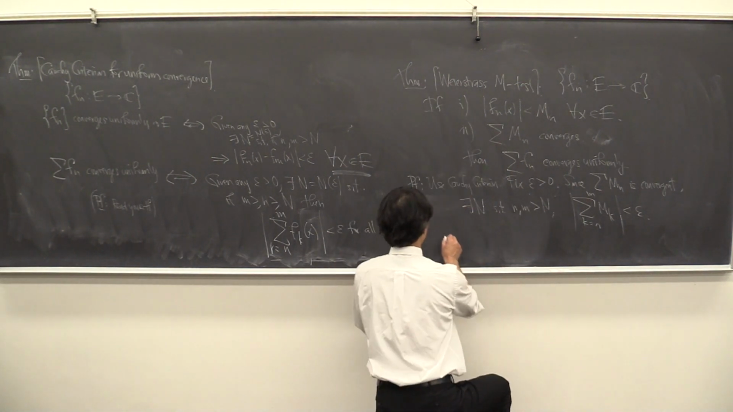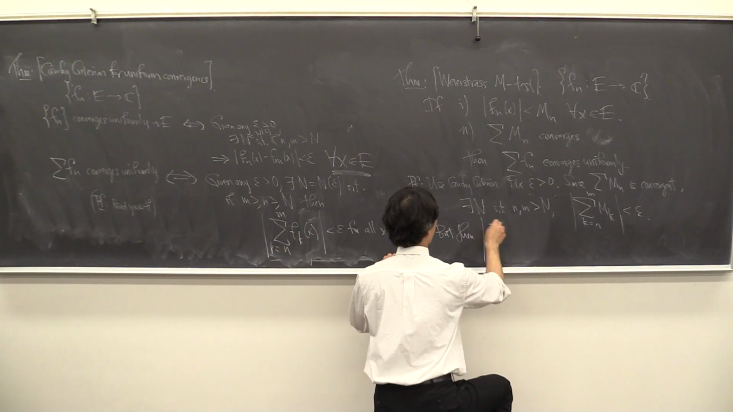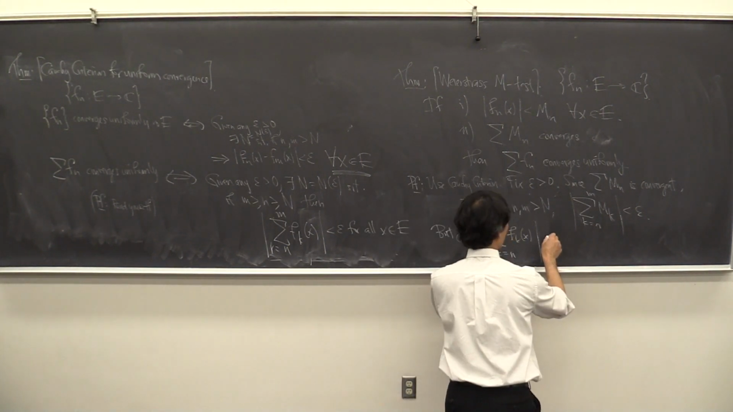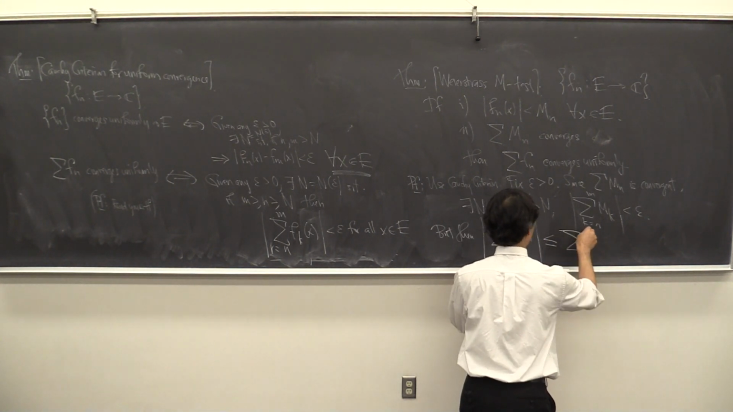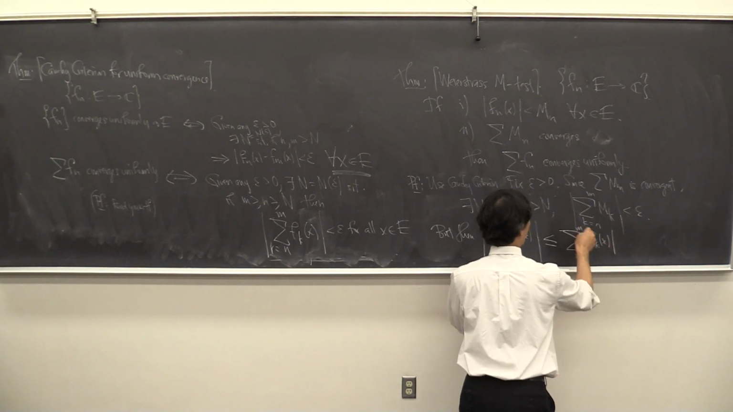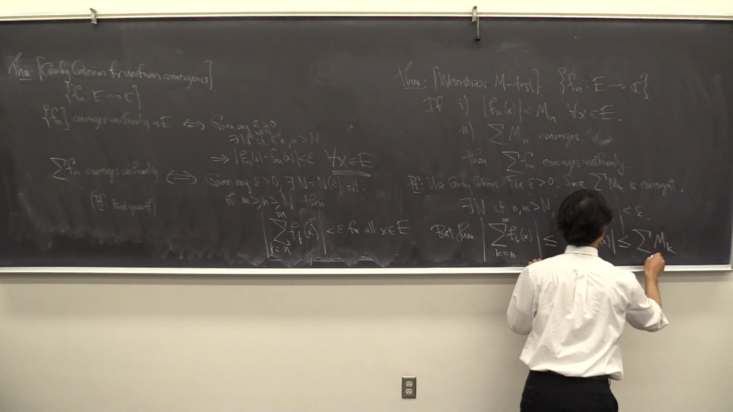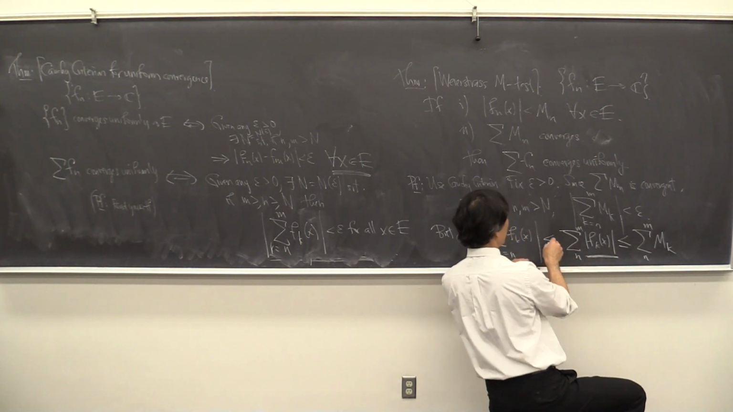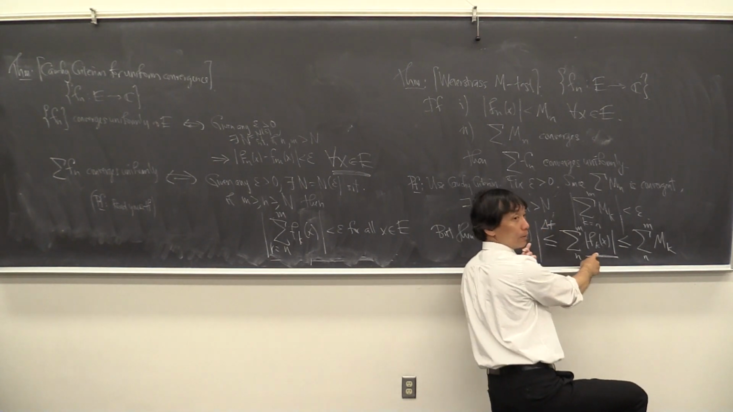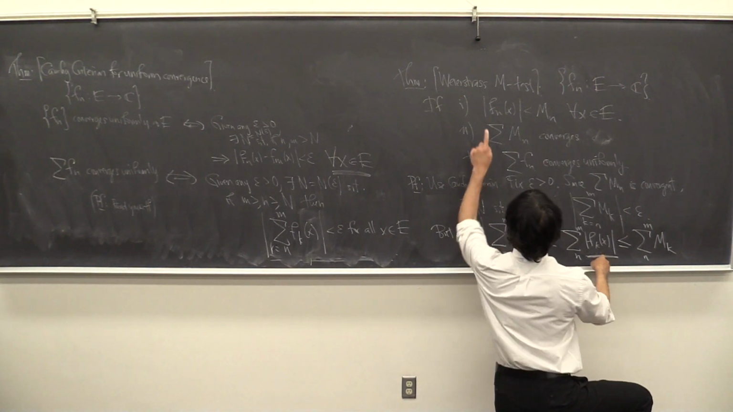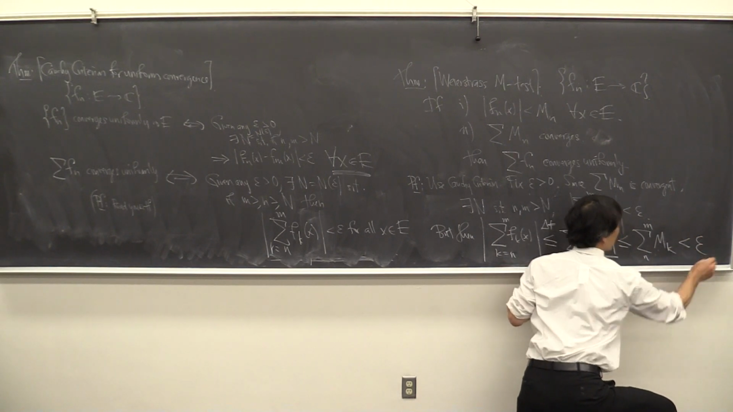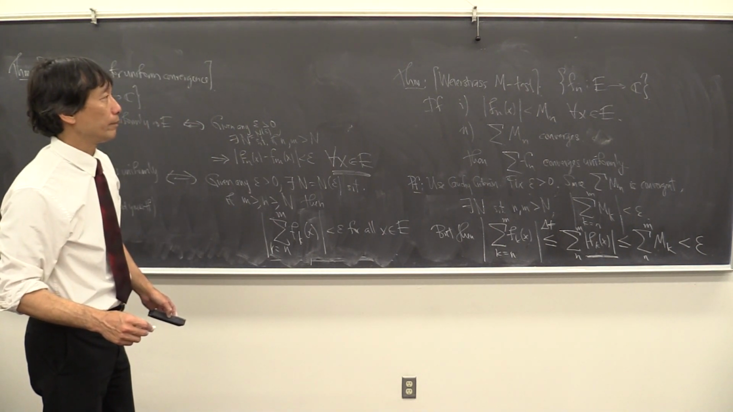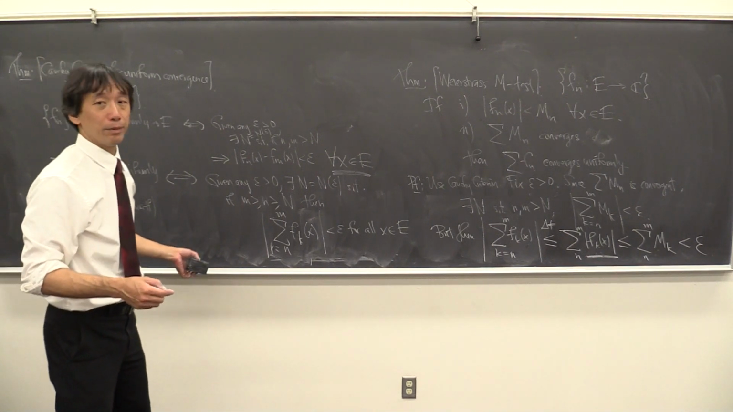Okay, but then the sum of f_k(x) from k equals n to m is smaller than the sum of the absolute values from n to m, which is smaller than the sum of the M_k's from n to m. The triangle inequality gives us this, and the assumption of boundedness gives us this, and this is smaller than epsilon. So that's it, the Weierstrass M-Test.